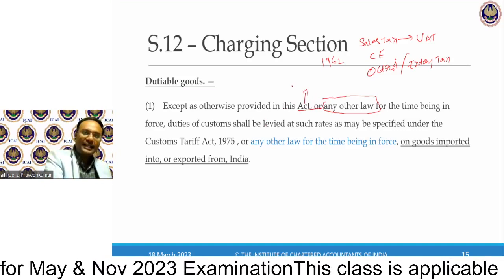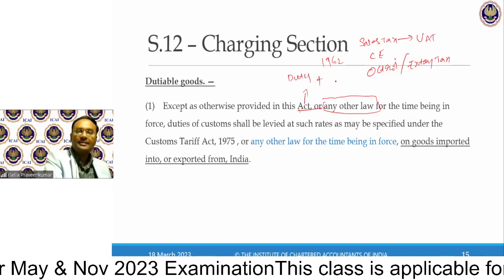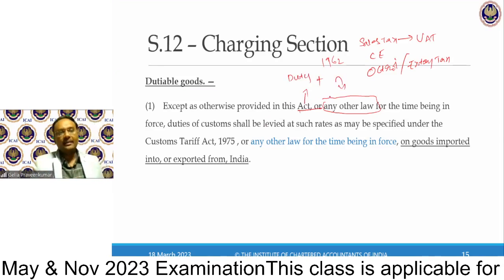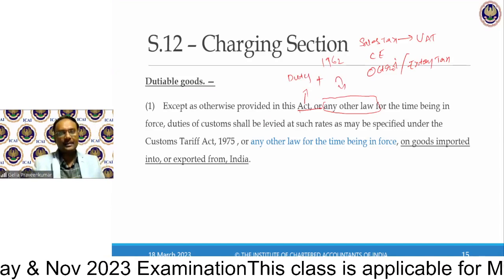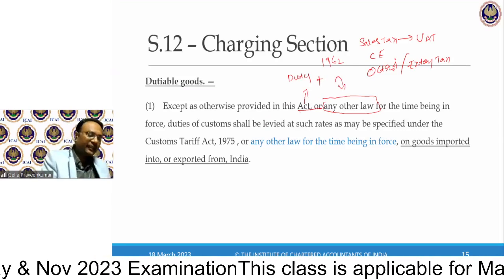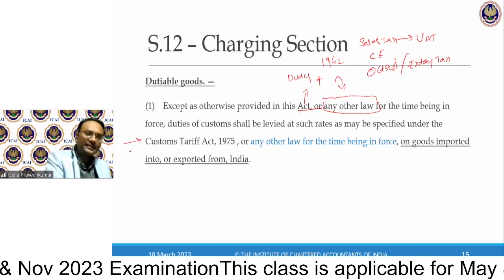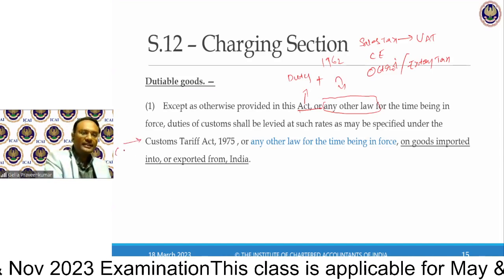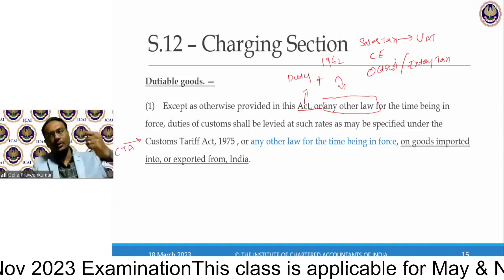Under this act, I collect something called duty. In addition to duty, I collect something else called tax for time being in force. Duty of customs shall be levied at such rates as may be specified in the Customs Tariff Act. So whenever I have to pay my tax, I have to refer to my Customs Tariff Act. In short, we call this CTA. Schedule 1, imports. Schedule 2, exports.